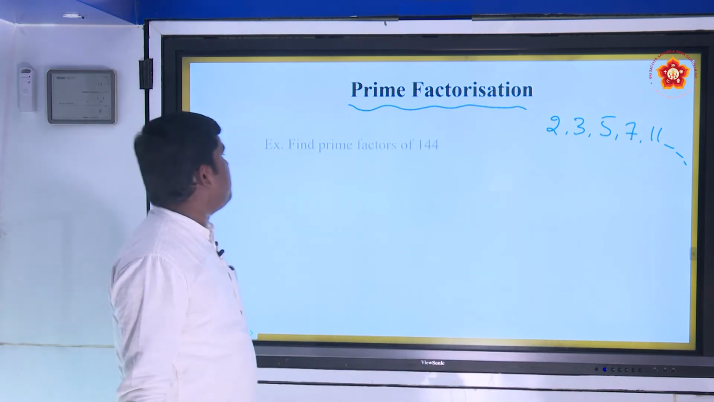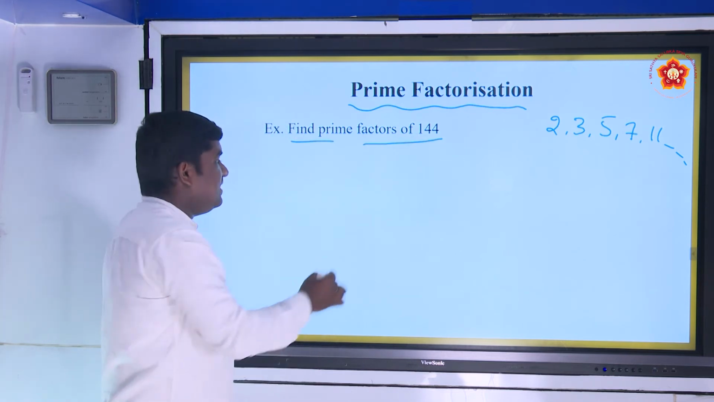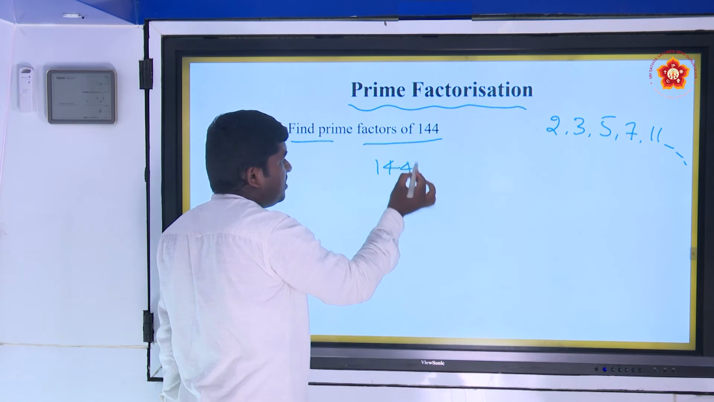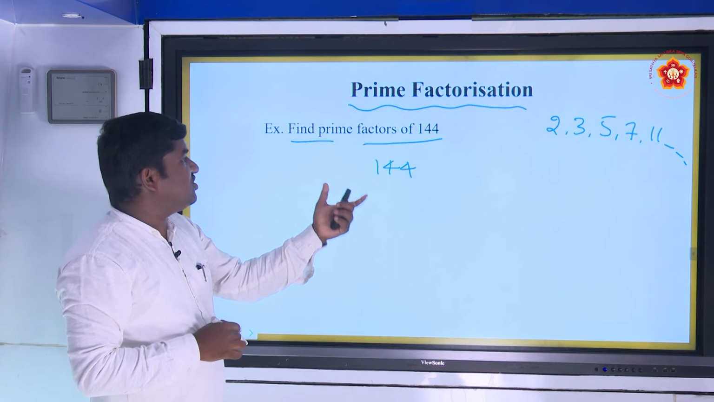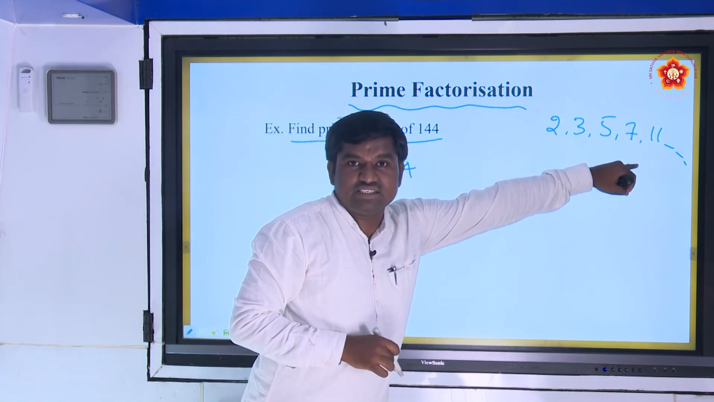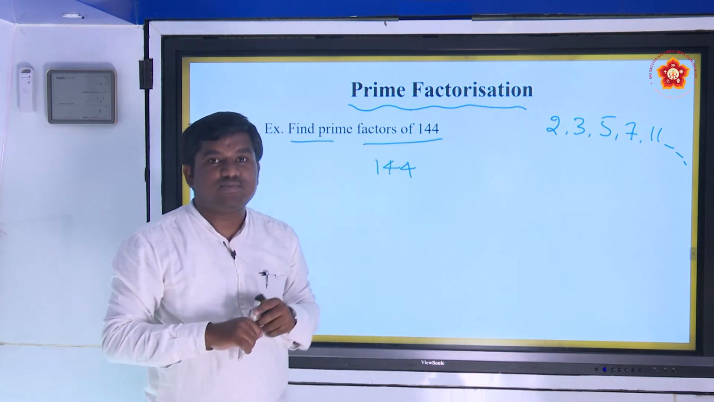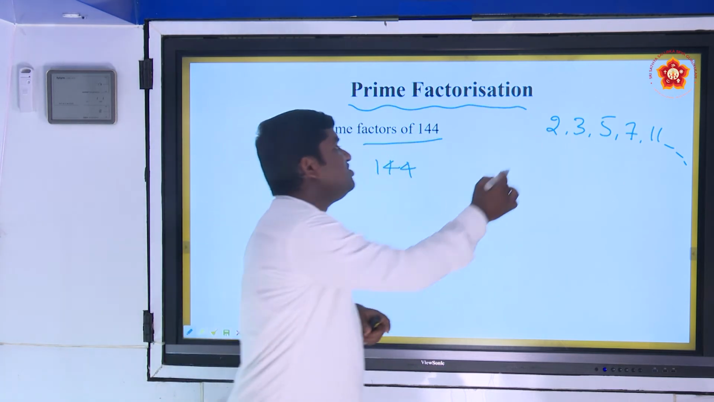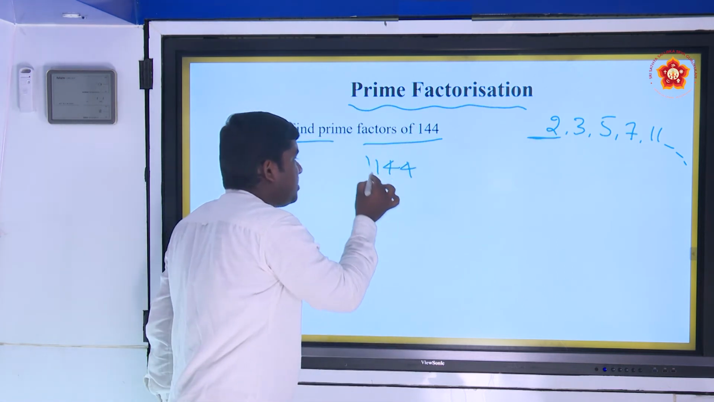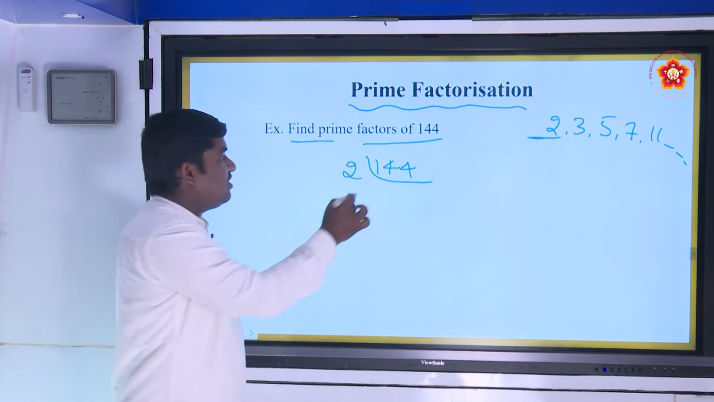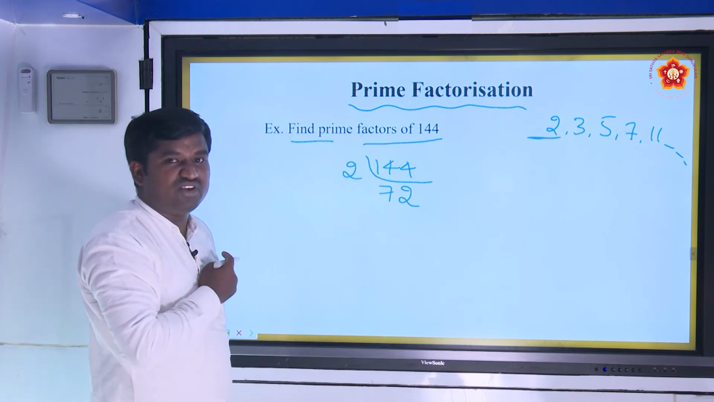For example, we should find the prime factors of 144. See, I have to find prime factors of 144, so I should take only these factors. First we should take the smallest prime number. Which is the smallest prime number? That is 2. Take 2 and divide 144. 2 7s are 14, 2 2s are 4. Yes, 72 we will get.